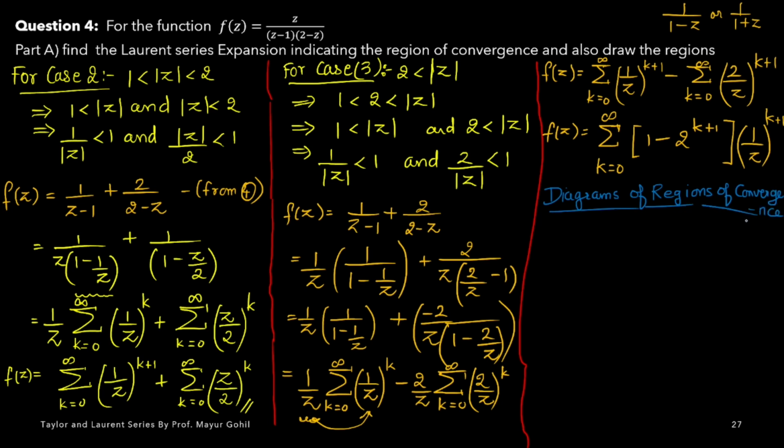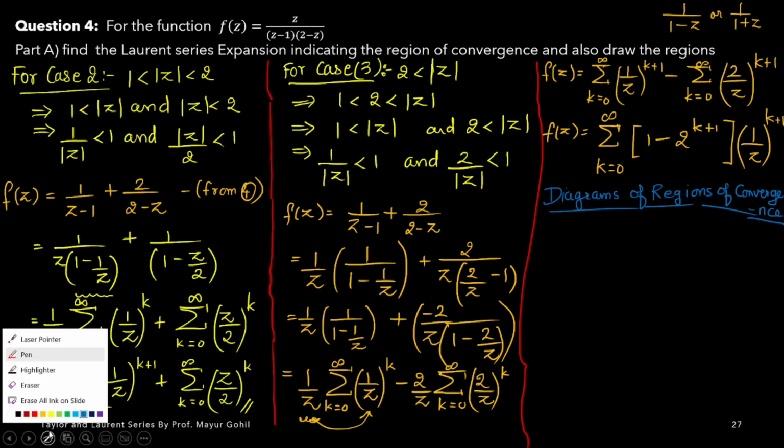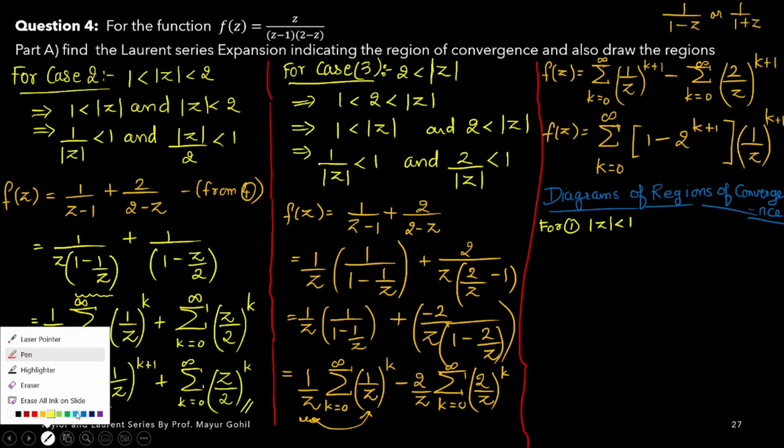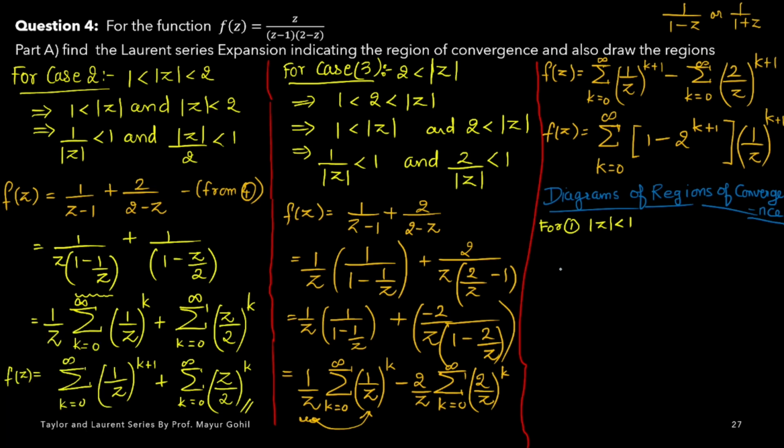Convergence. Now remember that when you are drawing the diagram for each of the regions, the first region we had was for |z| less than 1. So what we need is a circle centered at origin, and the radius of the circle is 1.